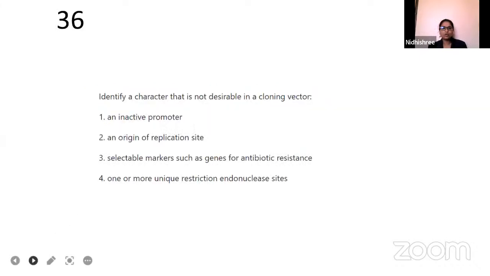Okay. Next question goes like this, guys. Identify a character that is not desirable in a cloning vector.